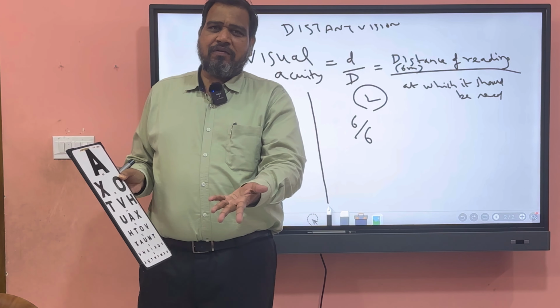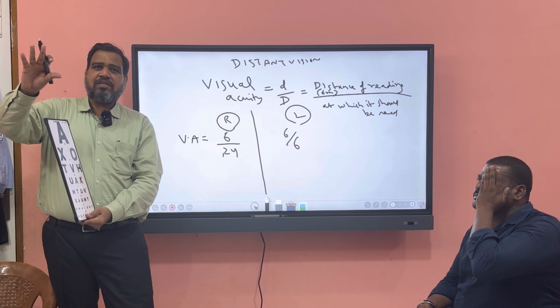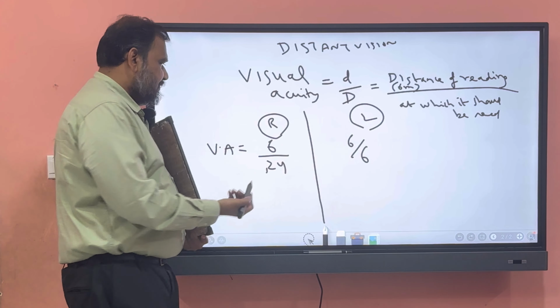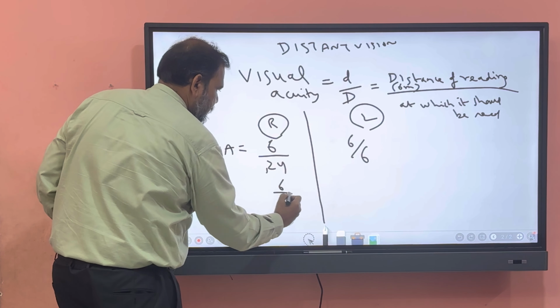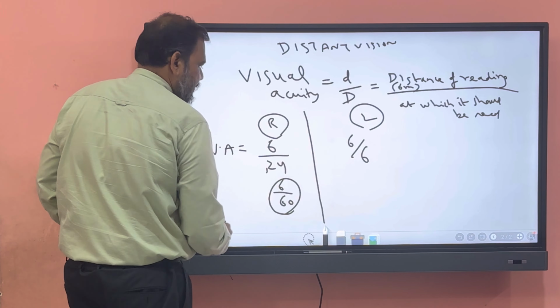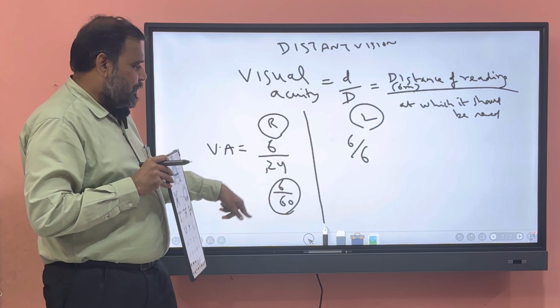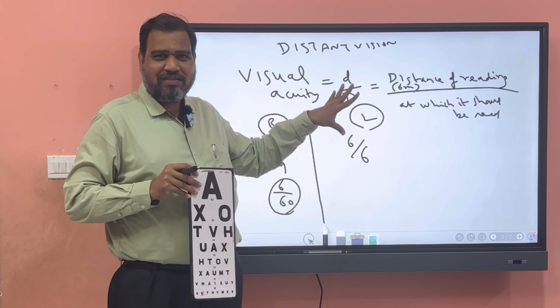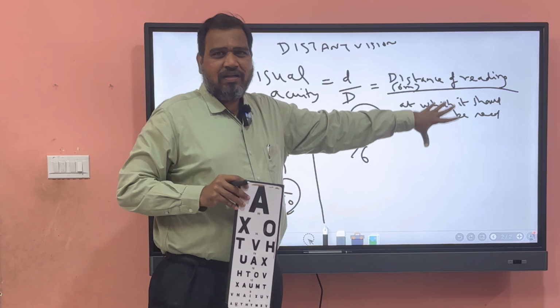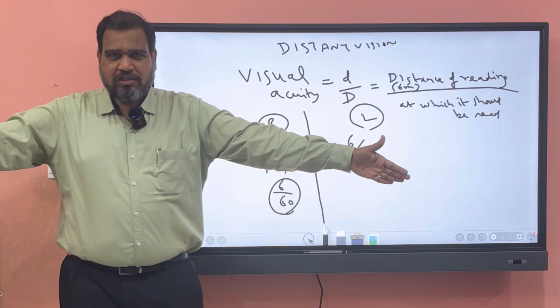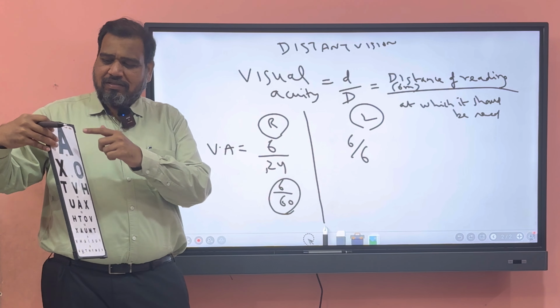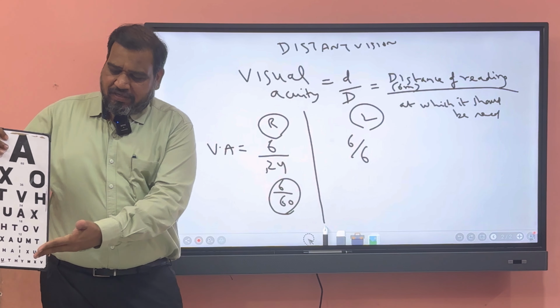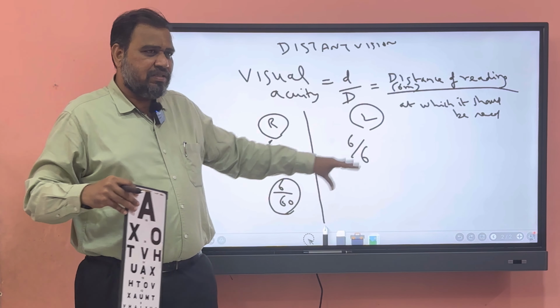Now pause the video and try to answer this. He is able to read only A. That means, very simple, it is 6 by 60. Don't put 6 by 60 as 1 by 10, or 6 by 6 as 1. The numerator is 6 meters, fixed. The denominator is whichever number he is reading. If he is reading the entire chart, it is 6 by 6, which is normal.